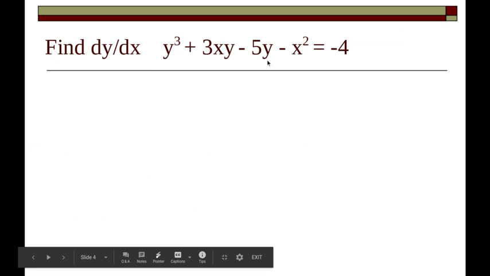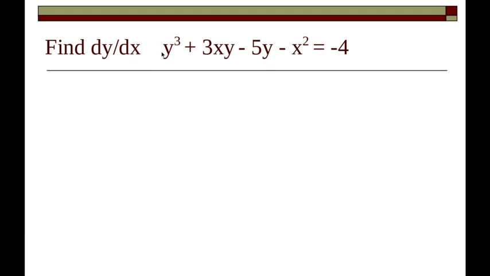Okay, so this is the one that we actually saw the graph of. All right, so again, it says find dy dx of y cubed plus 3xy minus 5y minus x squared equals -4.